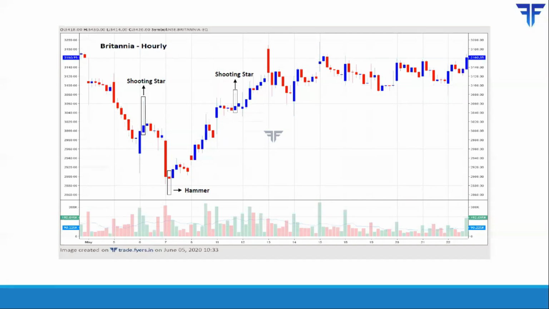So if you see a particular Japanese candle forming and you trade based on that, but if that pattern does not work out as expected, then you must always consider exiting the pattern and waiting for more opportunities.